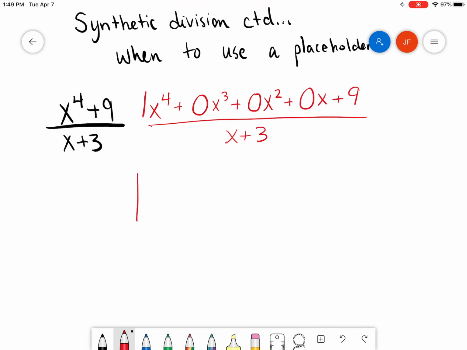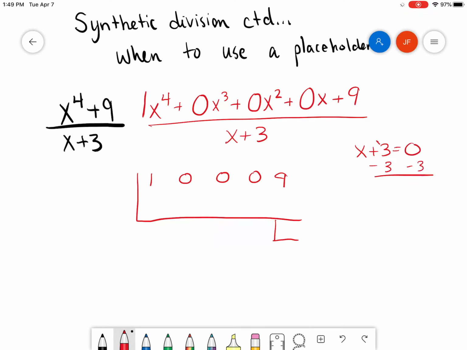So it'll look like this when you set it up. I'll put 1, 0, 0, 0, 9 across the top. This little box would be for a potential remainder. And then to figure out what goes on the outside here, you'll take x plus 3 and set it equal to 0. Subtract 3 on both sides. So that's x equals negative 3. So we put a negative 3 on the outside of that box.